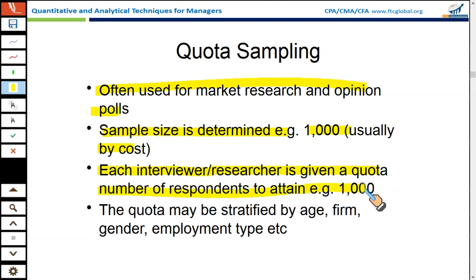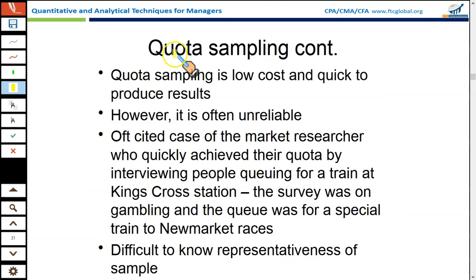For example, 1,000. Yes, each researcher or interviewer is assigned a specific number of people to survey. For example, they might each need to talk to 1,000 people. The quota may be stratified by age, firm, gender, employment type. Yes, this is true. This is a combination of quota plus stratification. So the overall quota is broken down into smaller groups based on characteristics like age, the company they work for, or the gender. So this helps ensure that the sample reflects different segments of the population.